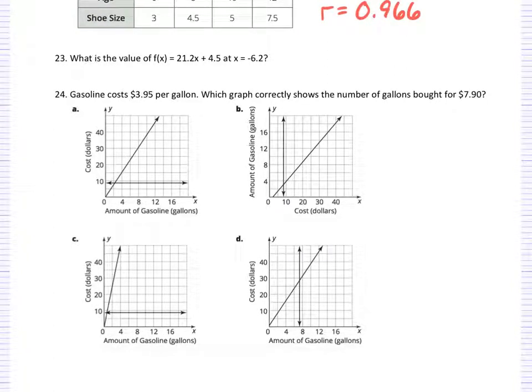Number 23, what is the value of this equation at x equals negative 6.2? So since x is negative 6.2, I'm going to plug in negative 6.2 for my x. And when I type it in on my calculator and hit enter, I get negative 126.94.